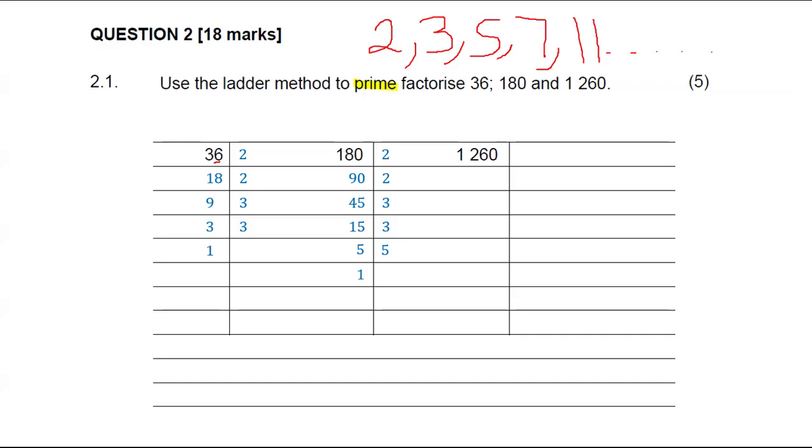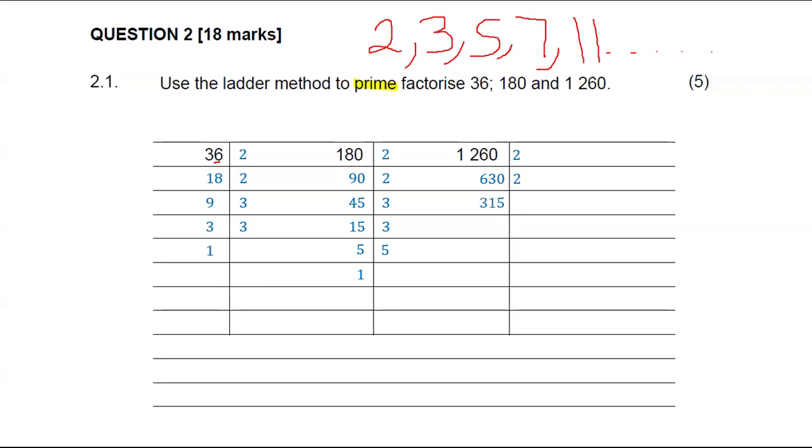All right, I've done the first two. Try the last one. Lowest prime, it is 2. 1,260 divided by 2 is 630. The lowest prime is still 2. 630 divided by 2 is 315.